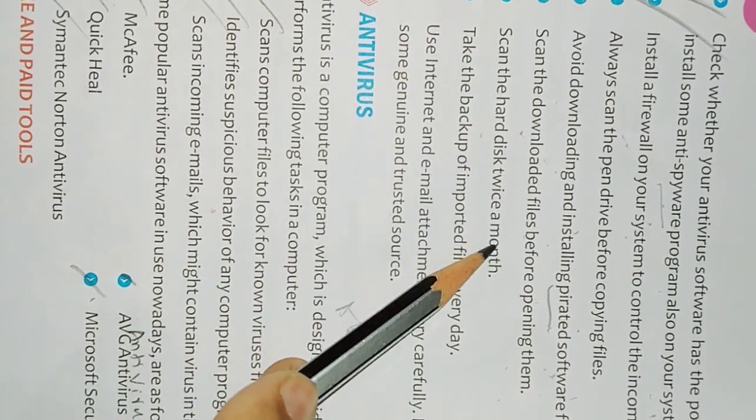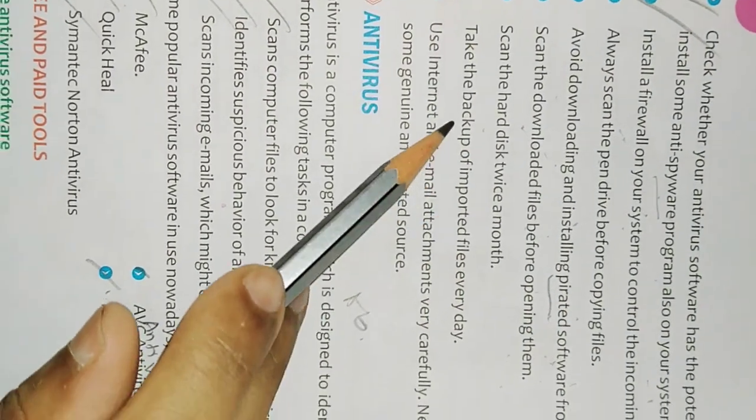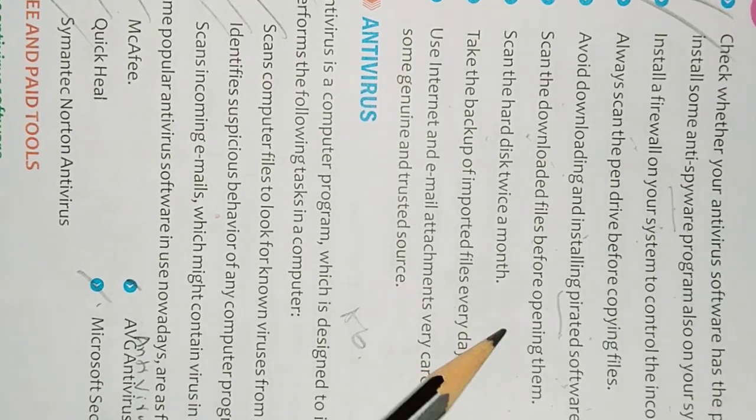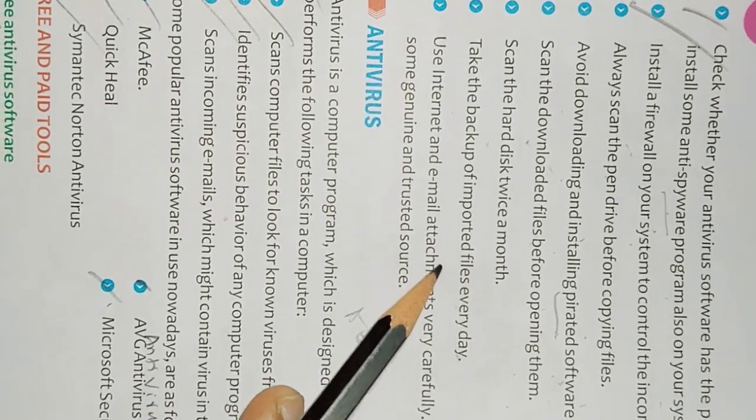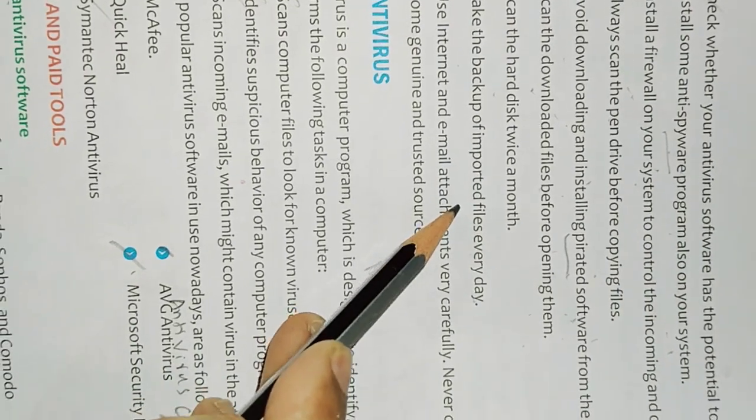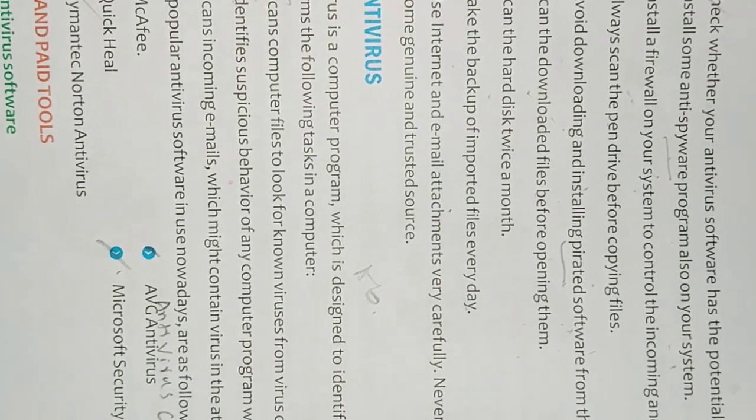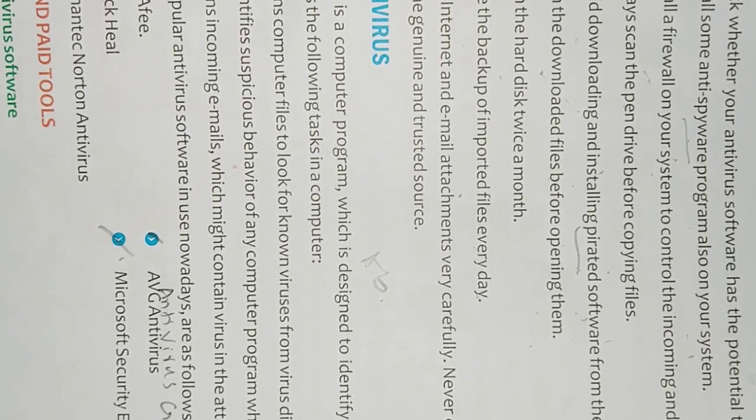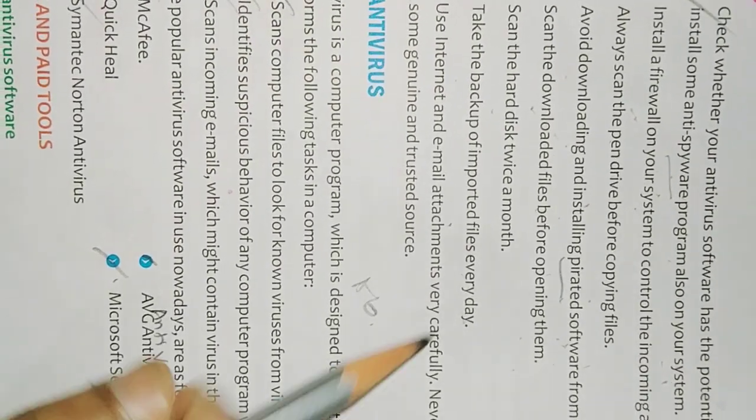Scan the hard disk twice a month. So twice a month you should scan the hard disk. Take a backup of important files every day. Every day you have to take a backup of your files, because you may not know when your data will get affected. Your data may get destroyed, and maybe it will be very important data. So you should take a backup every day.